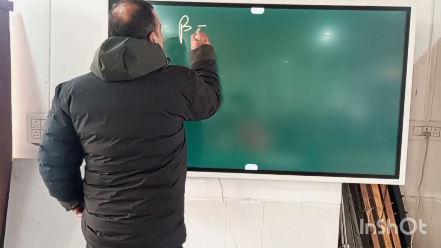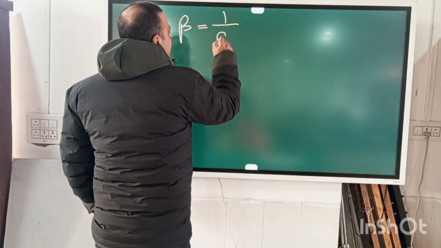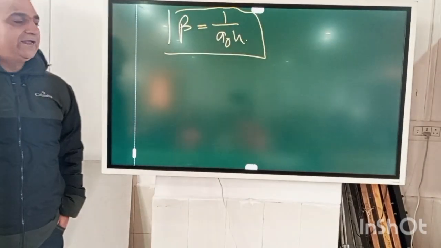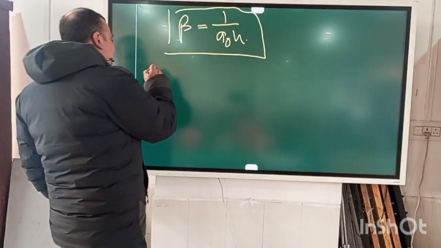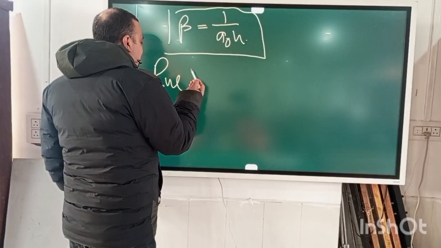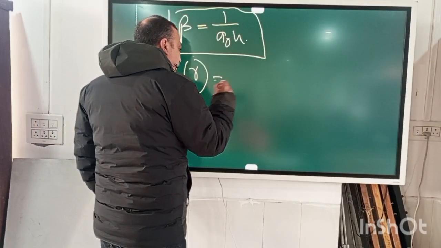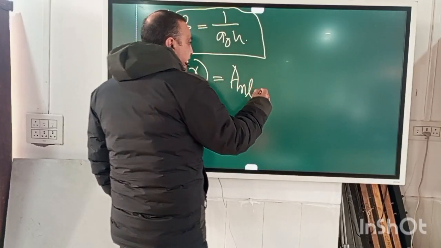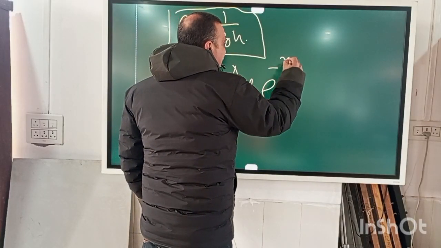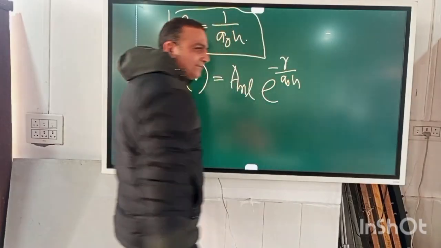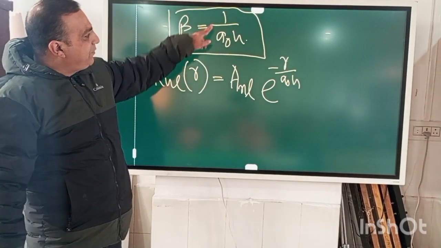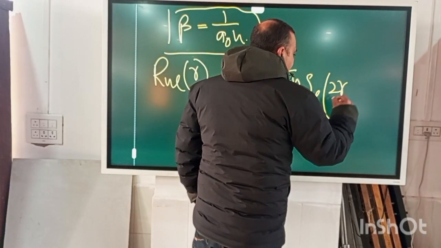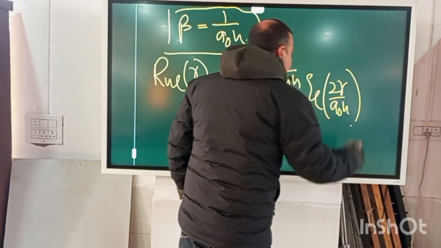So beta is 1 by a naught n. Now I can write down the solution in terms of R. That is R n l, and it is the function of small r, as we all know, is equal to A n l, and then you have e to the power of minus r by a naught n, right? Because for beta I'm using a naught n. Okay, then we have zeta of 2r by a naught n, right?